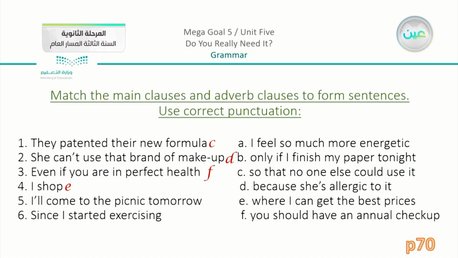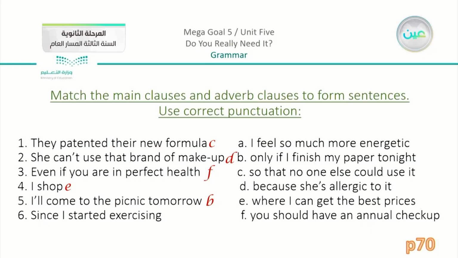After that, we have here in 5, I'll come to the picnic tomorrow. So you can see that also there is something about planning a picnic and doing something tomorrow, and we do have the pronoun I. So we're going to match it with B, because if I finish my paper tonight. So why is it B? Because we have here, I'll come to the picnic tomorrow only if there is a type of condition.